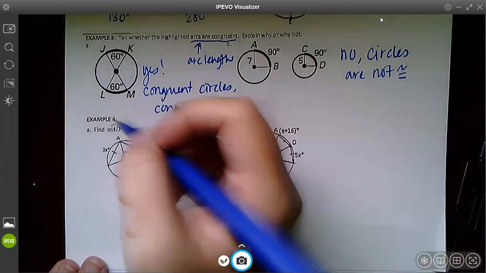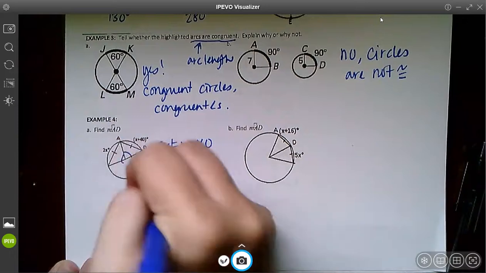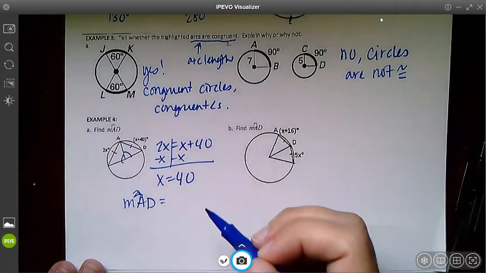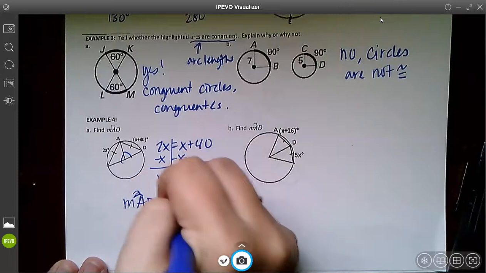It wants us to find the measure of arc AD. So that means we're plugging in 40 for x. So we have 40 plus 40, which is 80 degrees.